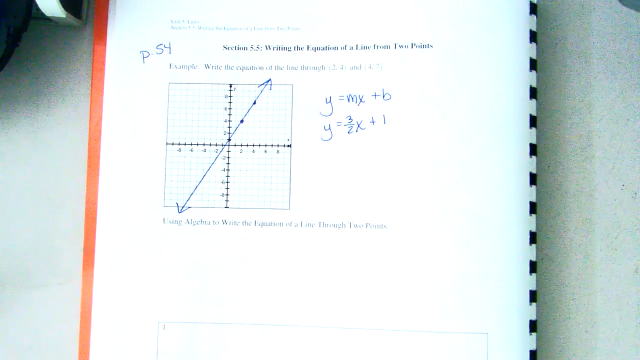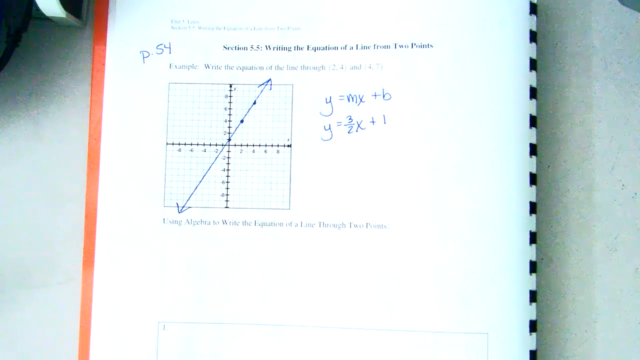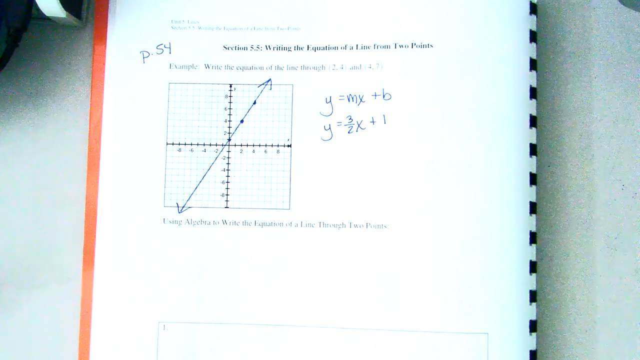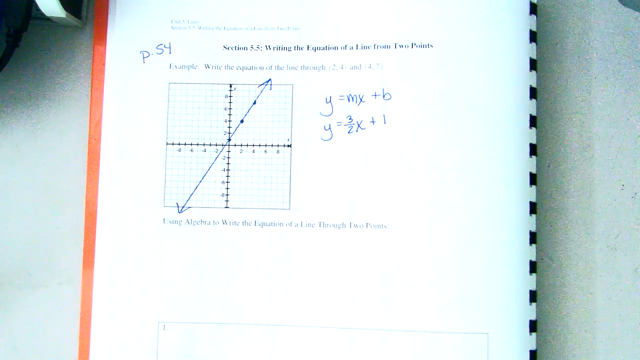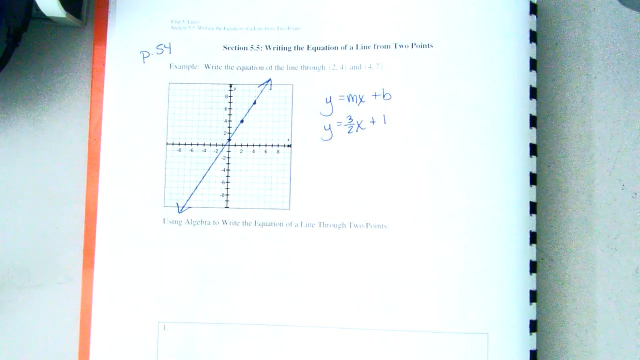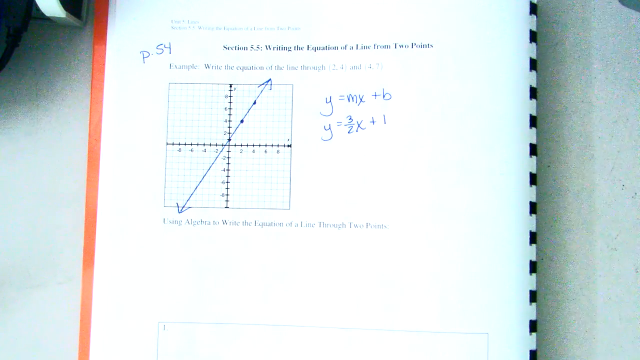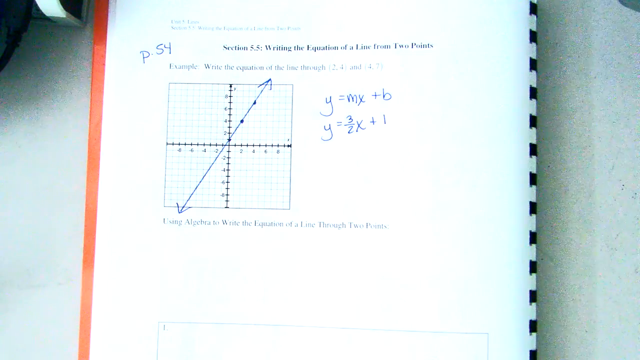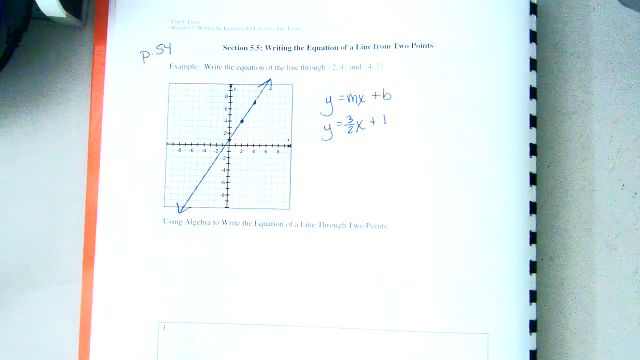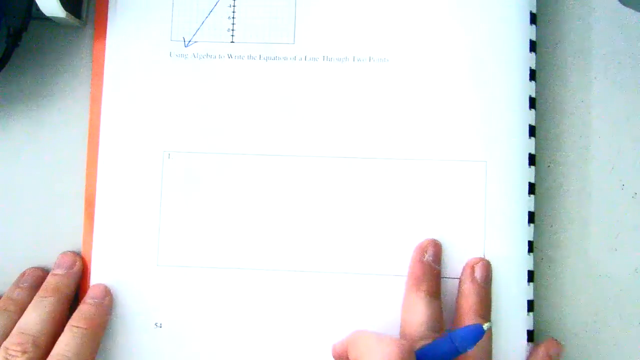The issue with this method is we need to have a grid. We need points that'll fit on the grid. Your y-intercept is definitely going to be wrong if you don't use a ruler. You've got to be so precise to see it. And even if you do use a ruler, it could still end up being a little bit off and you'll miss the y-intercept. There's a better way to do this using some algebra. That's what we're going to deal with today.